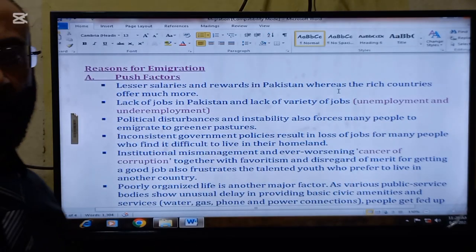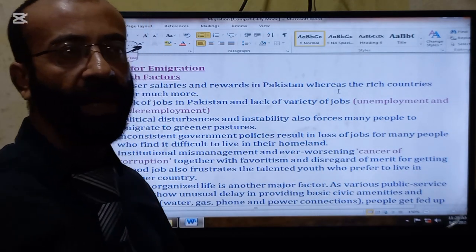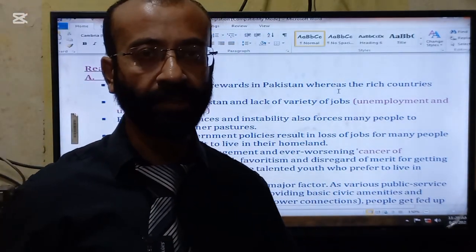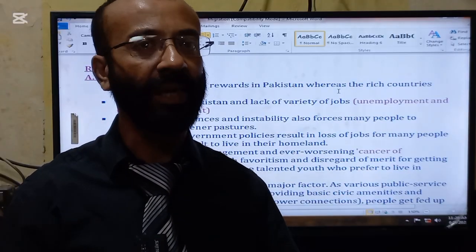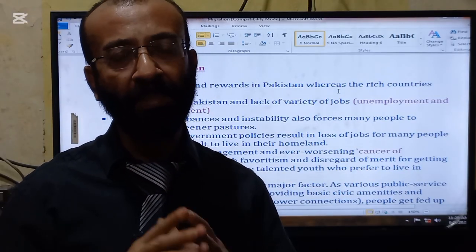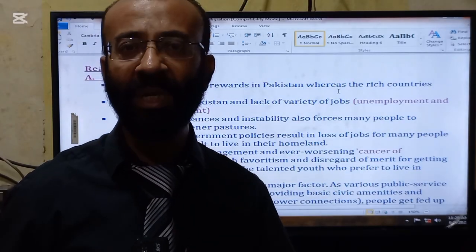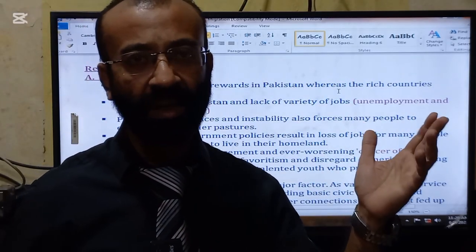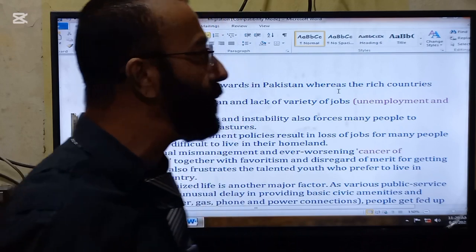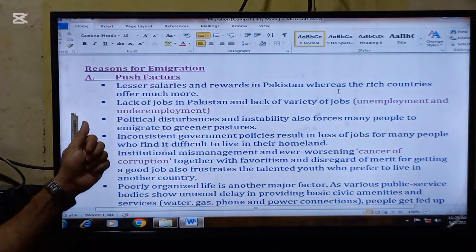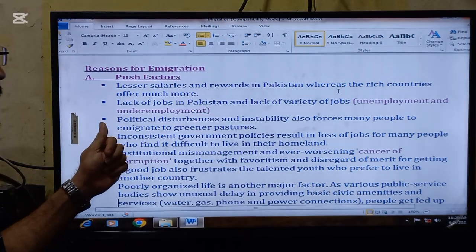Push factors. Push factors are actually from the homeland. There are some problems in this country because of which people are forced to leave their homes, to leave their jobs, to leave their relatives and go there. So we are going to read the problems. What are the problems due to which people are going out of Pakistan?